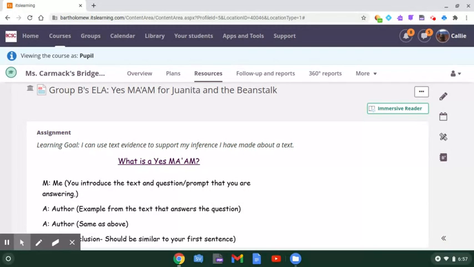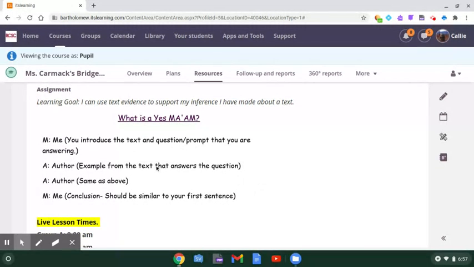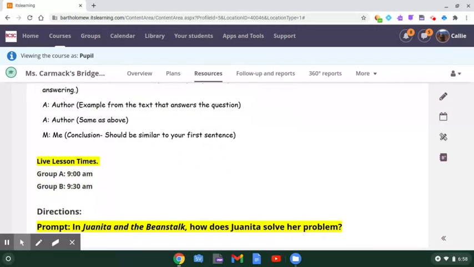So we're doing a yes, ma'am, and it's been a little while since we've done a yes, ma'am. So let's talk about what exactly you're supposed to do. Now, I know many of you have done this several times, but we're going to talk through it anyway. So notice that I've got a visual here that is there to help you and explain what a yes ma'am is. So, like always, with your first M, you're introducing the text and question, the prompt that you're answering. Your A's in the center are your examples from the text. Your last M is your conclusion and should be kind of similar to your first sentence.